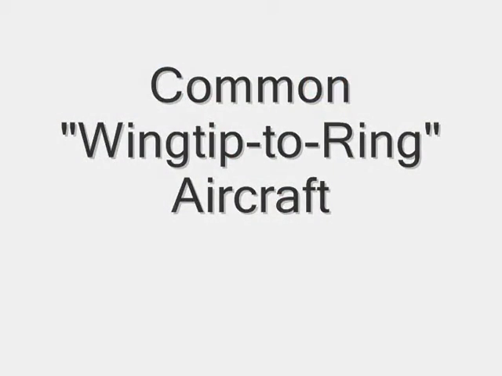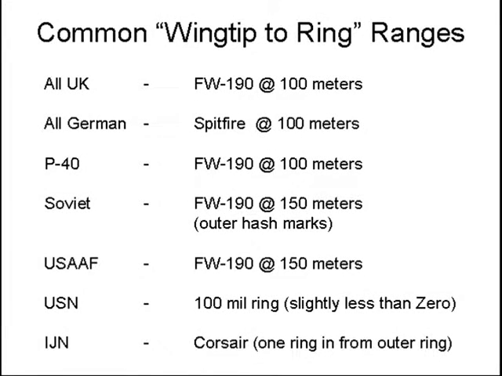While I can't go through every single aircraft and every single sight, this is what I found. The British aircraft seem to have the Focke-Wulf 190 at 100 meters. German fighters happen to have the Spitfire at 100 meters. That's called turnabout. The Soviets are kind of strange. They've got the Focke-Wulf 190 at 150 meters to the outer hash marks. That's those little tick marks on the inside. The Navy's got a 100 mil ring. It's slightly less than a Zero. And the Japanese are a Corsair one ring from the outer ring. That outside ring's like an extra border. You just got to kind of look through and see what your aircraft is doing.